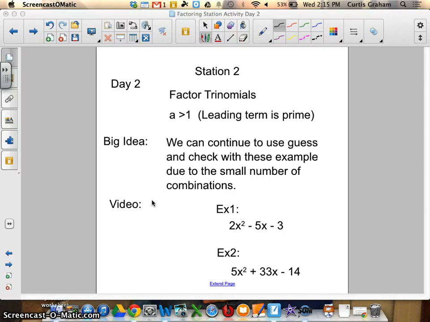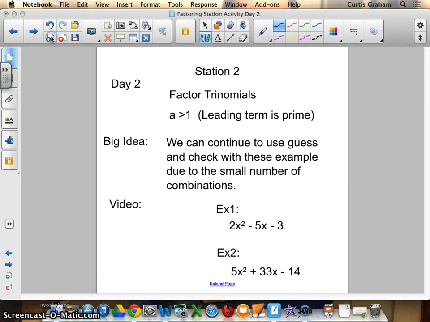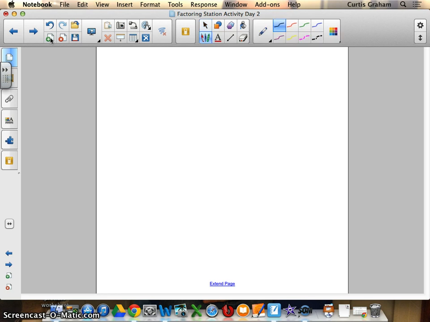All right, so we're going to look at factoring some trinomials where my leading term is bigger than 1. So basically the same process, it's just now I have more combinations. So let's go ahead and look at our first example. My first example is 2x squared minus 5x minus 3.